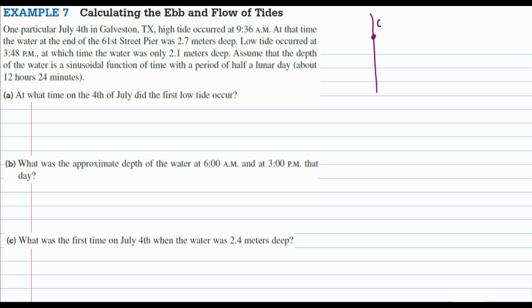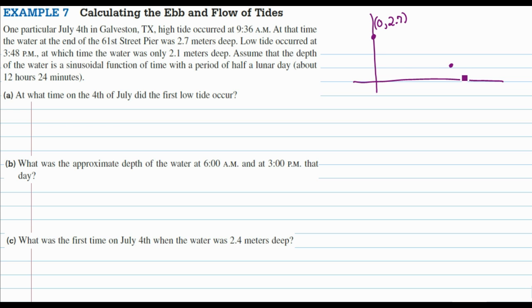So at time zero, it says at the time the water at the end of the 61st Street Pier was 2.7 meters deep. So at time zero, the height was 2.7 meters. Low tide occurred at 3:48 p.m. Way to make that easy on us. So that's out here, at which the water was only 2.1 meters deep.